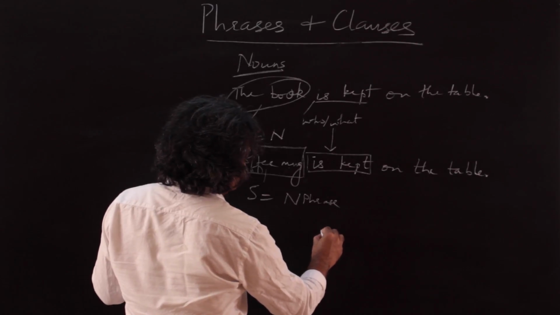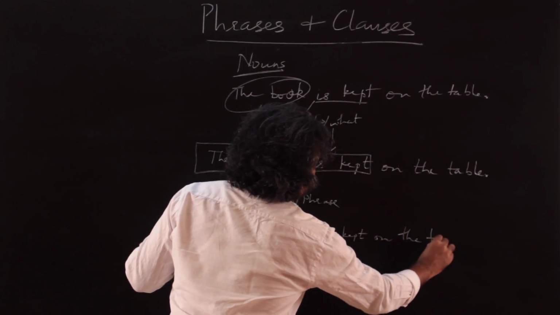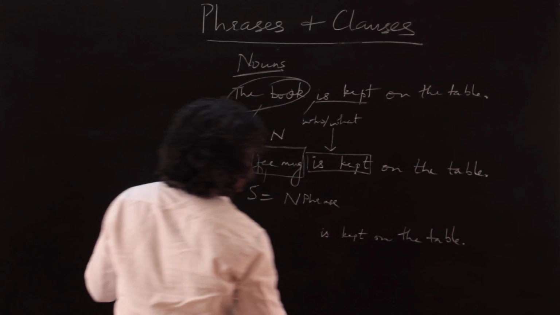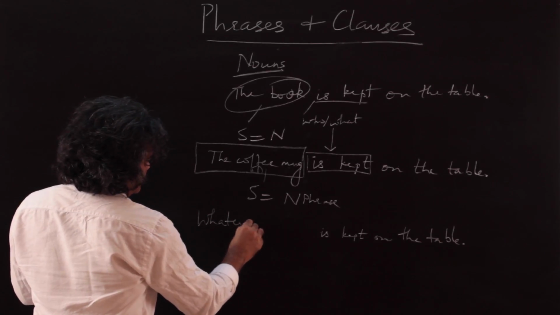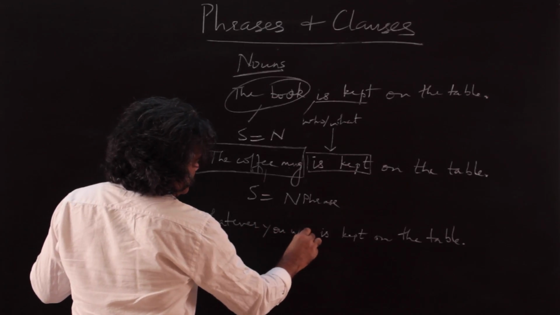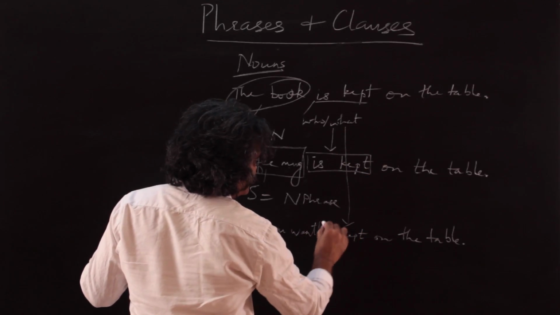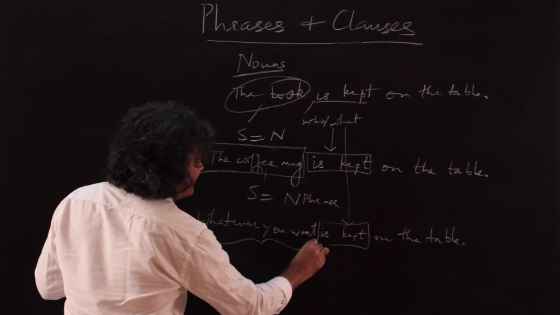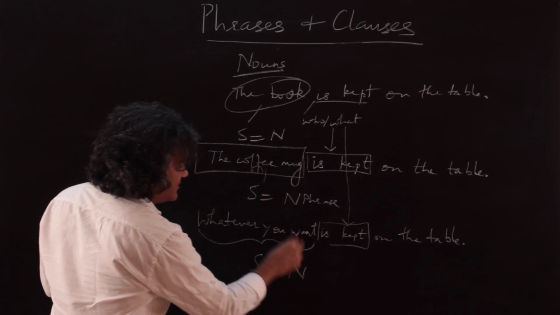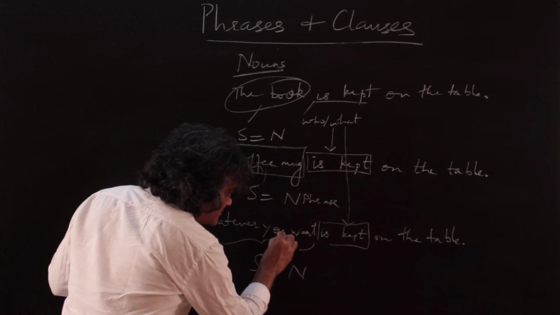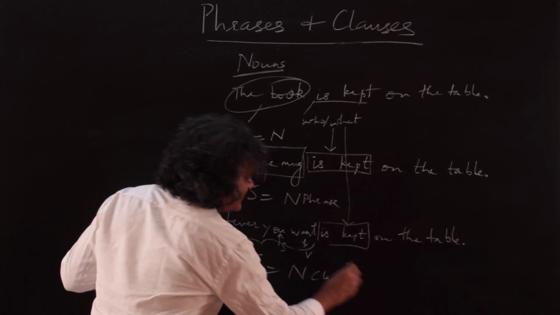Let's keep the same thing. And let's say, same question. What is kept on the table? Whatever you want. And so this is a subject and therefore it is a noun. But this particular noun has its own subject and its own verb. And so this is a noun clause.